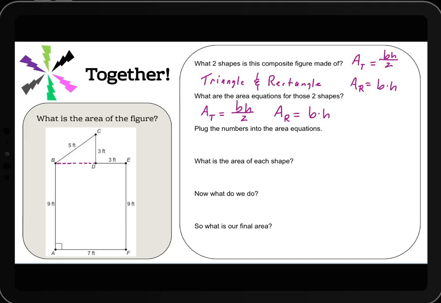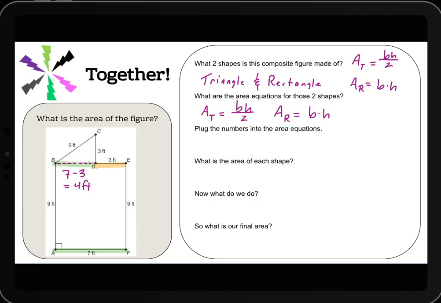Well, in this particular case, we need to make sure we know what this length is. We know the total length is 7, and part of the length at the top here is 3. So what plus 3 gets you 7? Well, 7 minus 3 is equal to 4. So that particular length is 4 feet.